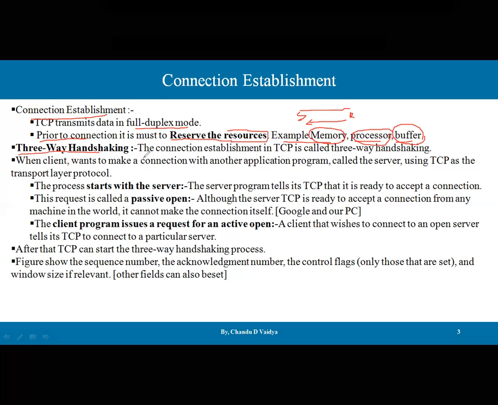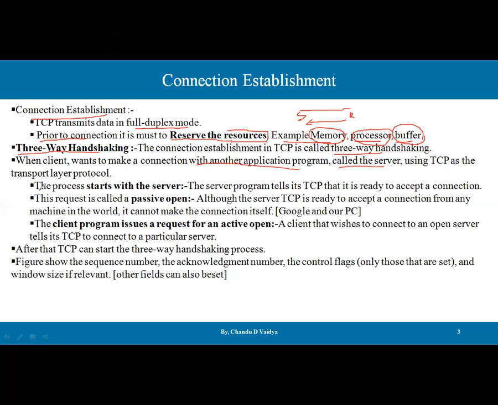And what happens with the 3-way handshaking? The connection establishment in TCP is called a 3-way handshaking. When the client wants to make a connection with another application program, called a server, using TCP as the transport layer protocol, what happens with this three-way handshaking?